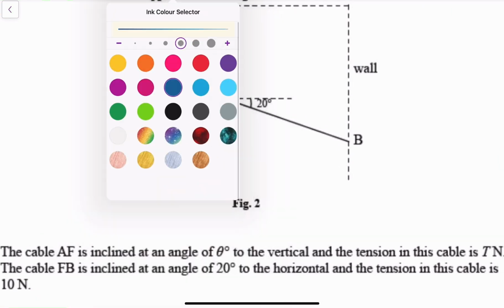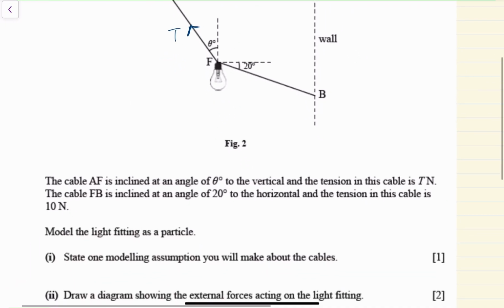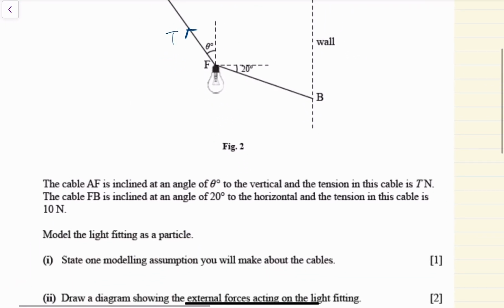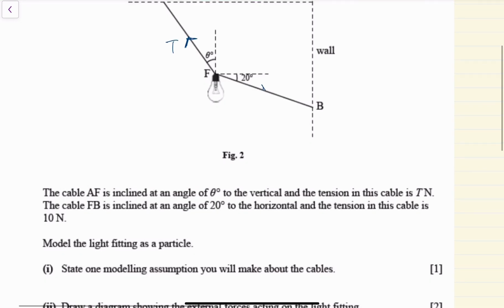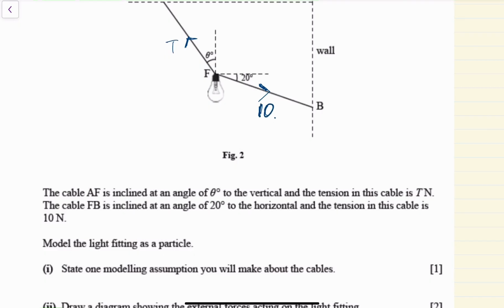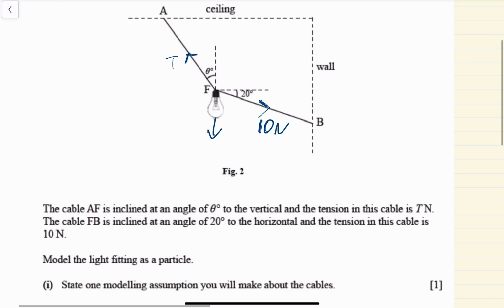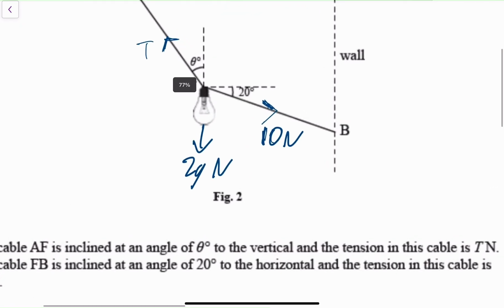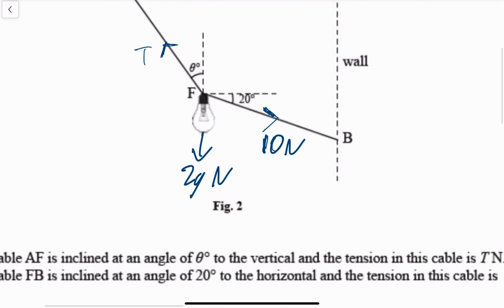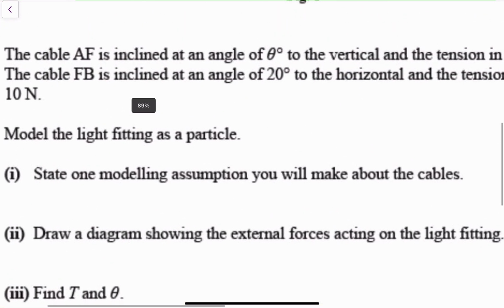So we'll just add that in. So that tension there is going to be T. It's going to be pulling on your particle here. And the cable FB is inclined at 20 degrees to the horizontal, and the tension in this cable is 10. So this is going to be 10 is pulling this thing this direction. We also know that the mass, we're told in the question, the mass is 2 kilograms. So you're going to have the weight, 2g newtons, acting vertically. So that's what you have. That's your diagram.